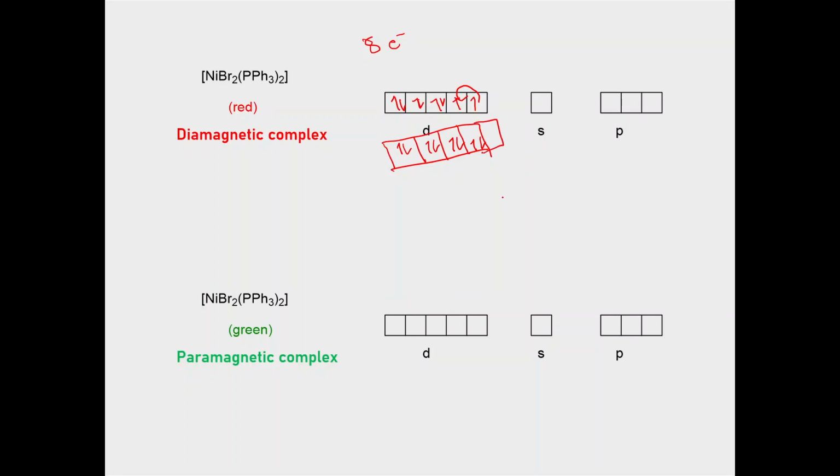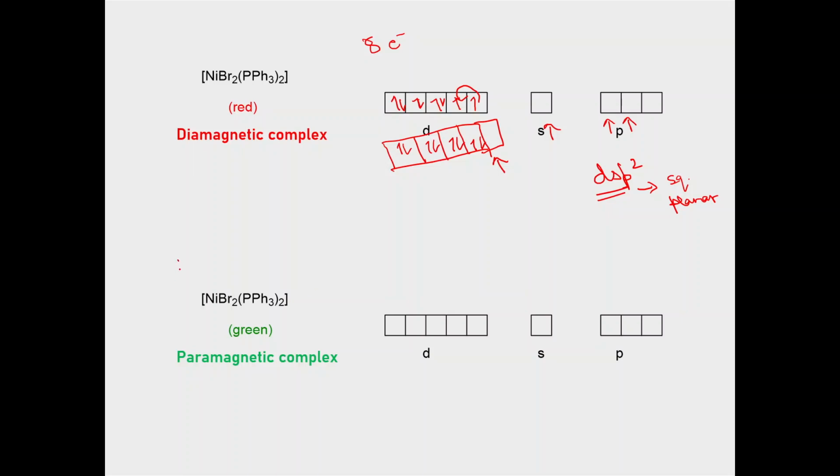And we have one more orbital. So here how will the electrons be filled? The ligand pairs will give electrons here, one in the s orbital and the other two in the two p orbitals. That means the hybridization of this complex will be dsp2, right? And dsp2 means what? Square planar. So when we are getting this red color, NiBr2(PPh3)2 is a square planar complex.